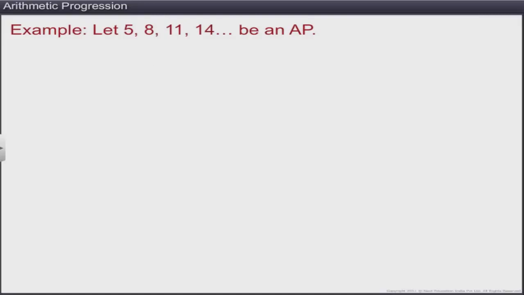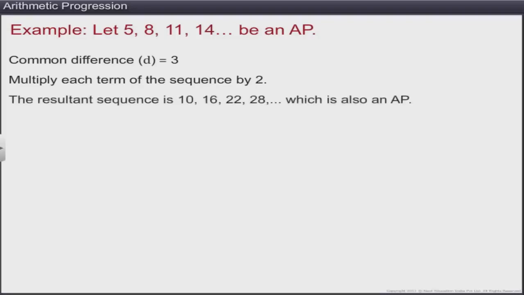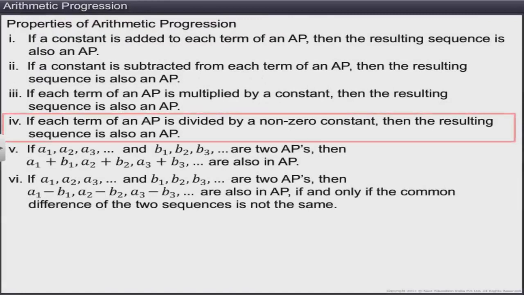If we multiply each term of this sequence by 2, then the resulting sequence 10, 16, 22, 28 and so on is also an arithmetic progression with the common difference 6. Observe that the common difference of the resultant sequence is also a multiple of the number with which the sequence is multiplied. Similarly, if each term of an arithmetic progression is divided by a non-zero constant, then the resulting sequence is also an arithmetic progression.